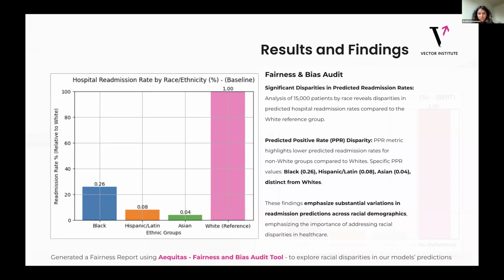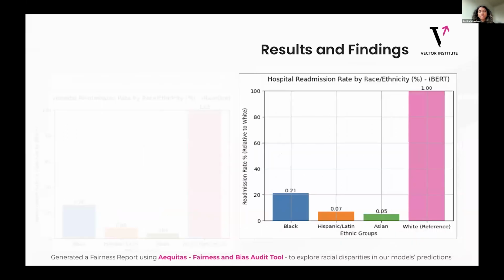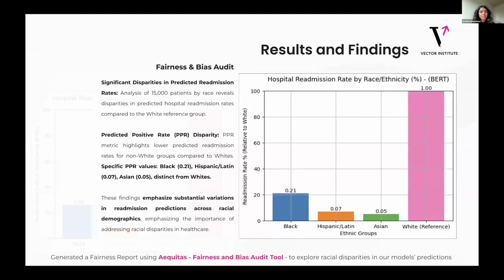Now, in this case, we can see that the PPR for all the non-white groups is significantly lower in comparison to the white group. For example, for Black, it's 0.26, for Hispanic Latin, it is 0.08, and for Asian, it's 0.04. So this further emphasizes the importance of addressing racial disparities in healthcare, because we can clearly see that there's a substantial variation in readmission predictions across the racial demographics. Now, this was the case for our baseline models. But then when we move on to our BERT classifier model, we can see that the PPR values are still very similar to the baseline models, which essentially indicates that there was still a significant variation in readmission predictions across racial demographics.